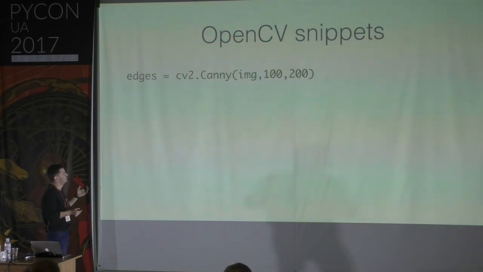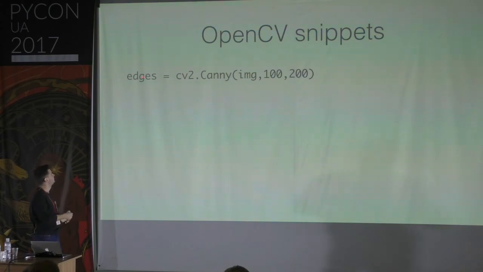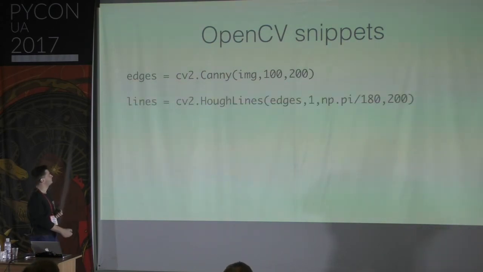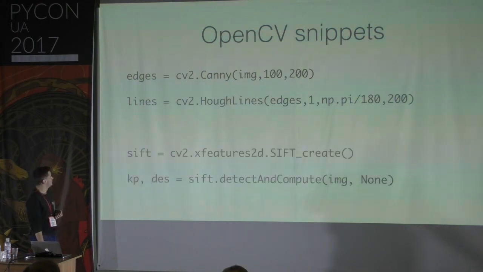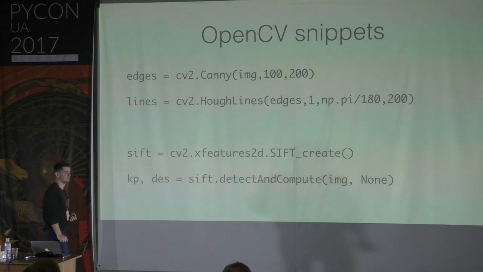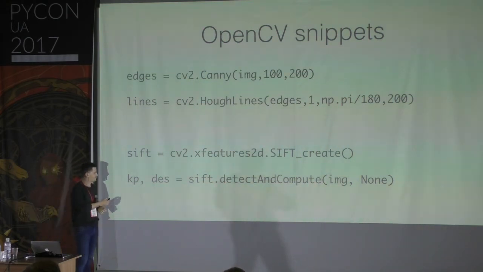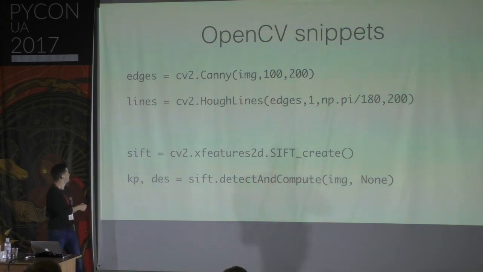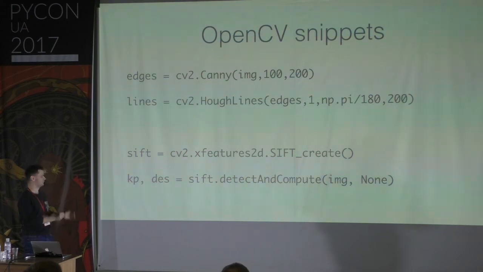So you remember the Canny edge detector? That's how you do it in Python. It's just one line. How do we detect lines? Again, one line. SIFT is more complex. We need 2 lines for that. Actually, you can put it into a single line. You just create the descriptor, and then you say detect and compute, and it detects and computes, and you receive key points and also these patches around them, the descriptors, and then you can compare them.